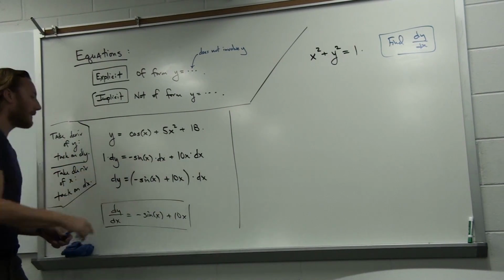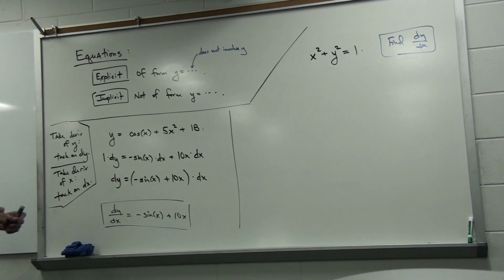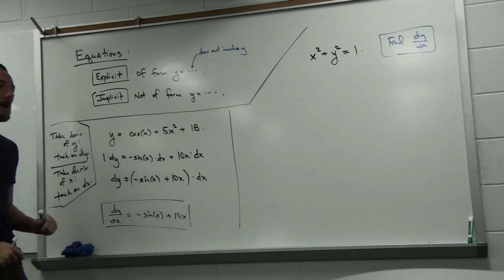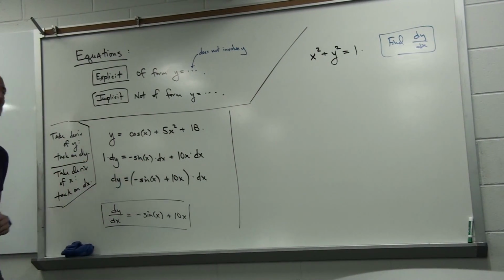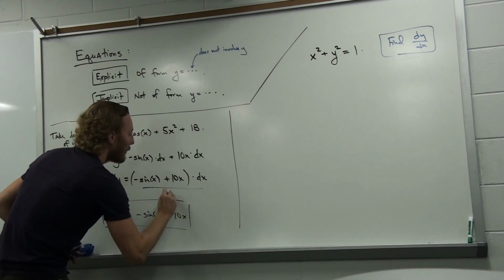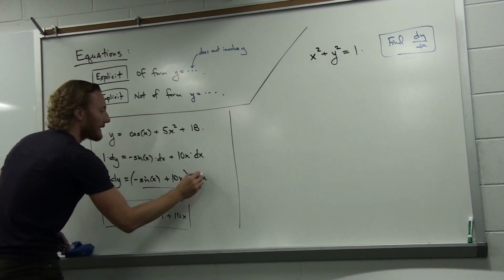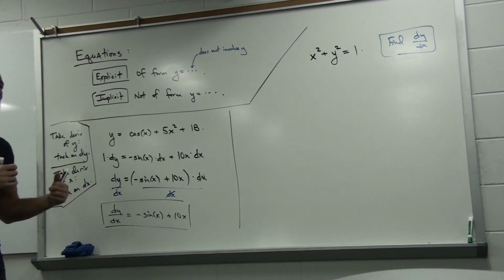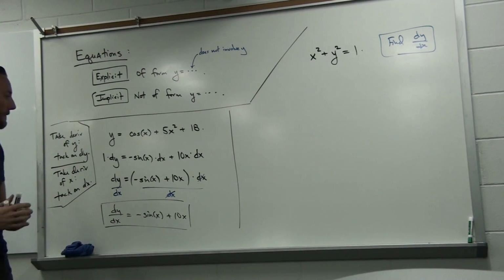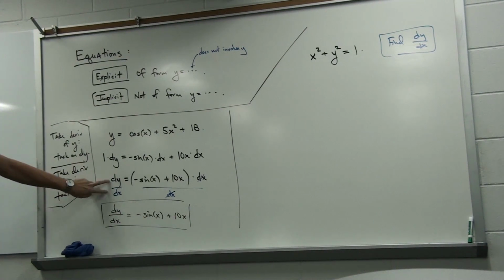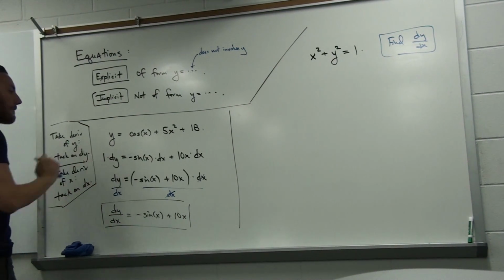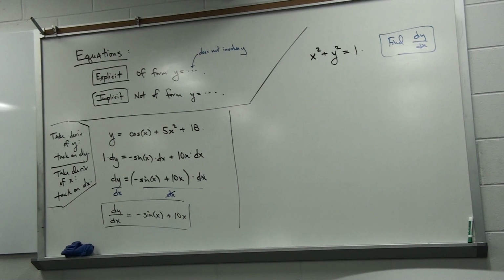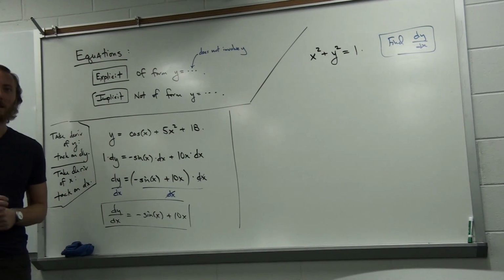But then you look here, and what are we looking for? We're looking for dy over dx. So what are we going to need to do to make that happen? Well, we're going to have to divide both sides by dx. But when you divide this side by dx, the dx's cancel. And then when you correspondingly divide the other side by dx so that you don't disrupt the equality of your statement, well, what do you get? You get dy over dx equals minus sine x plus 10x. Which is precisely what the derivative is.